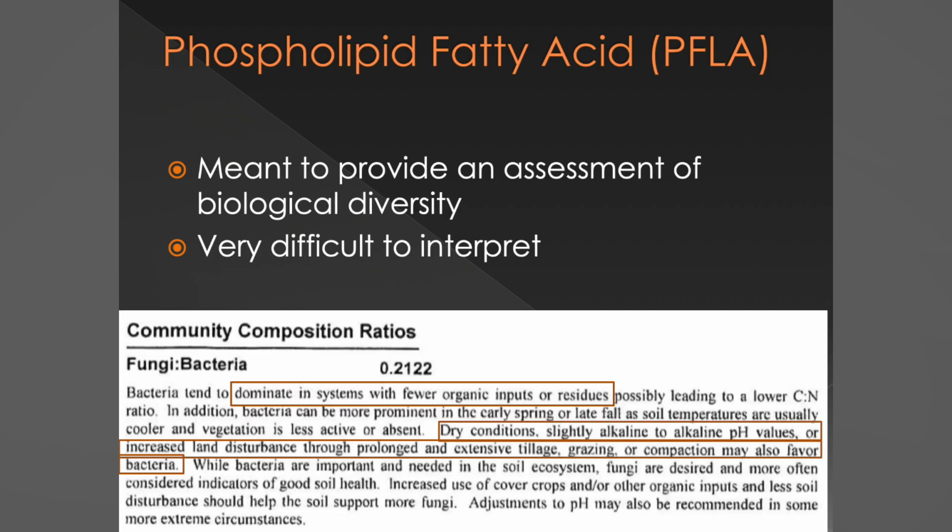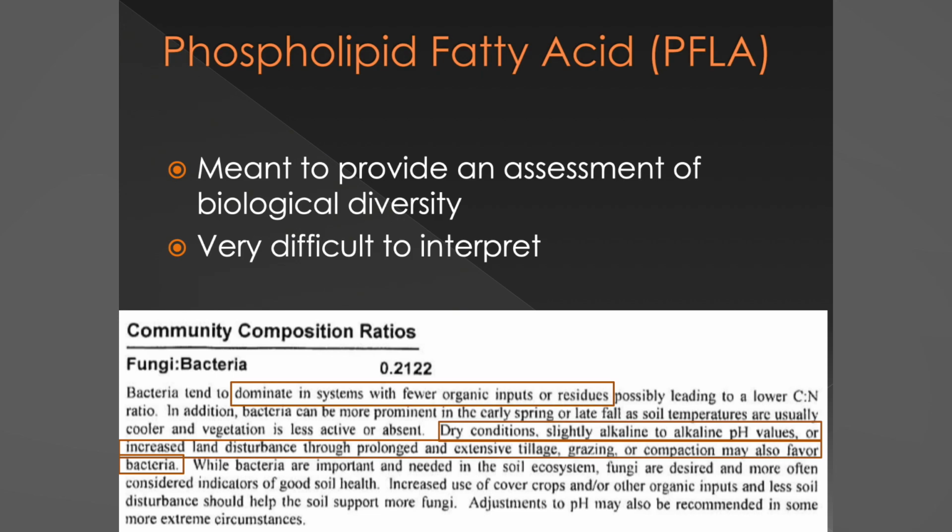And this is just a little verbiage off a soil health assessment from a lab that will go unnamed. But when you just look at something like the fungal to bacterial ratio, it says bacteria tend to dominate in systems with few organic inputs. And then down here, it said dry conditions, slightly alkaline pHs, or increased land disturbance through prolonged and extensive tillage, grazing, or compaction may also favor bacteria.